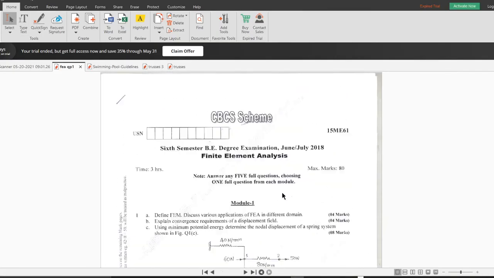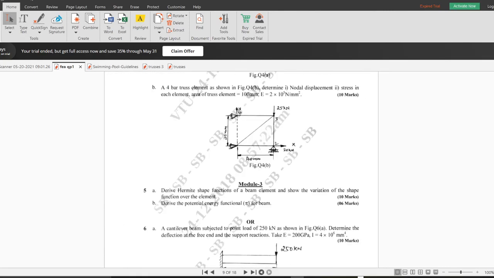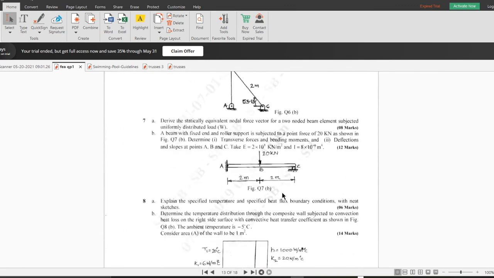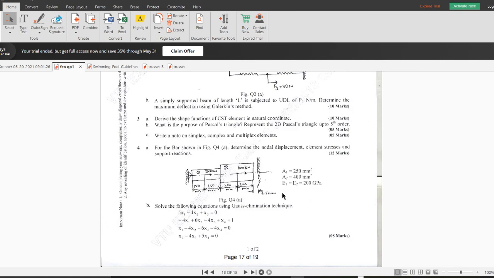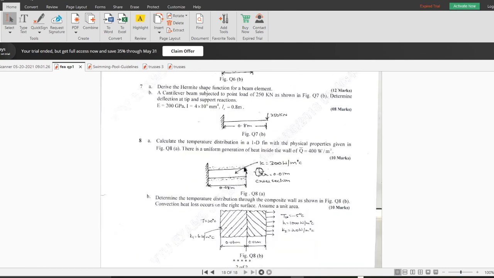Yes, sir. In previous years, what questions did they ask on theory? I have not seen any, only problems. So that one question is very important: the derivation of the stiffness matrix, as I told you. And what truss problem did they give? Again the truss problem is given here: derive the stiffness matrix for a truss element, 10 marks. That derivation is very important, and again the same problem is repeated.